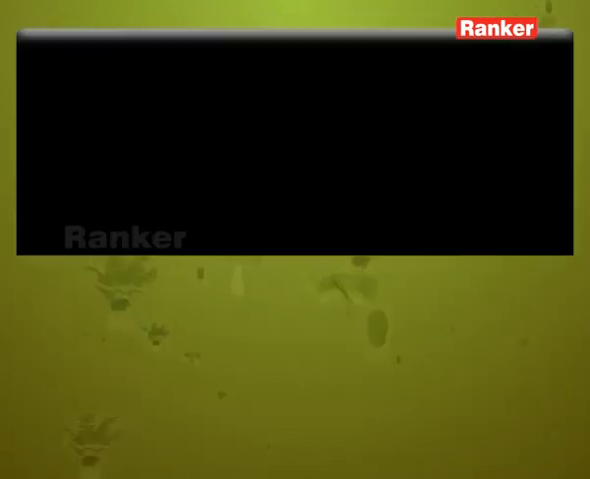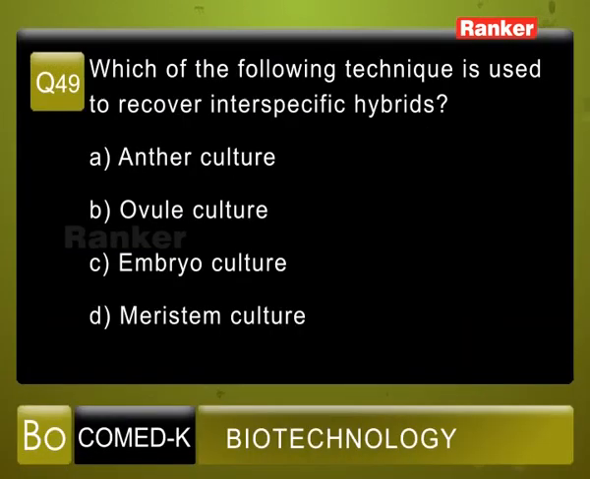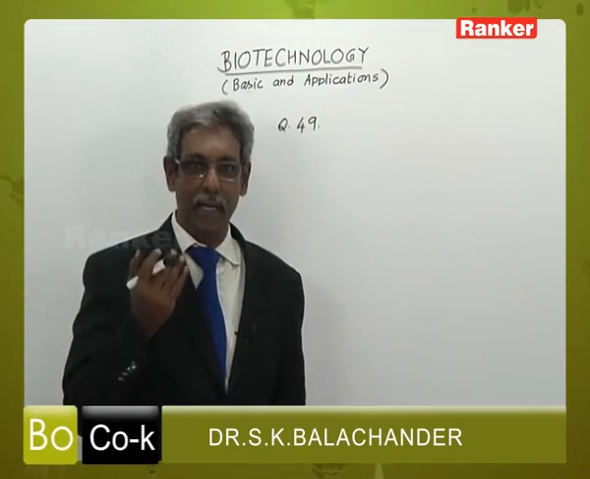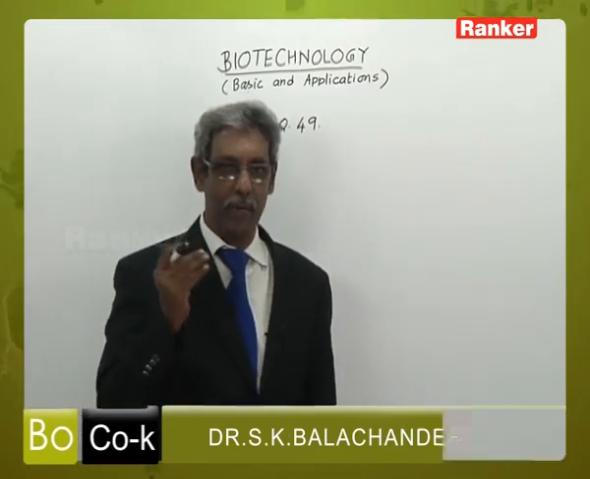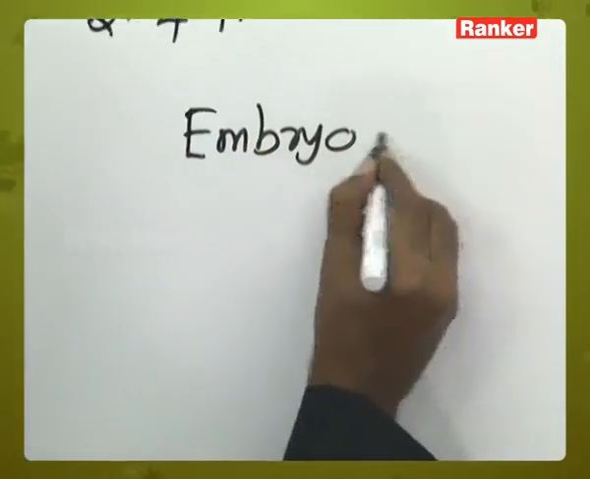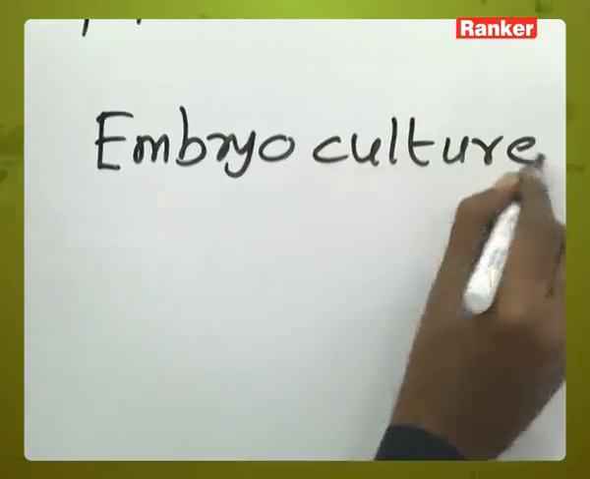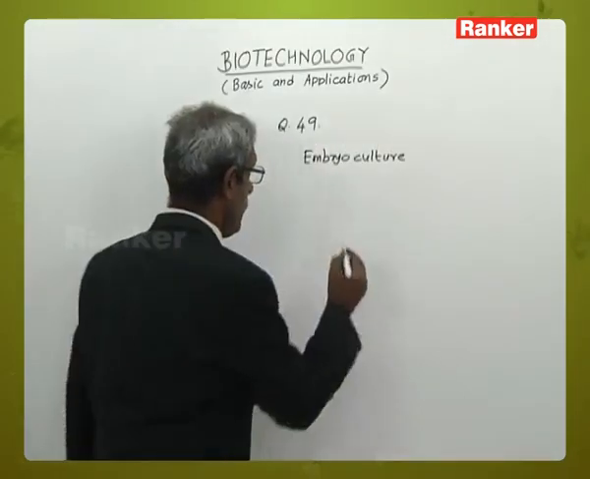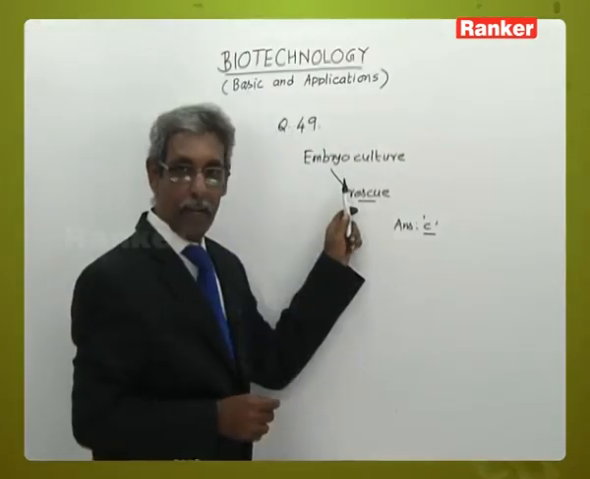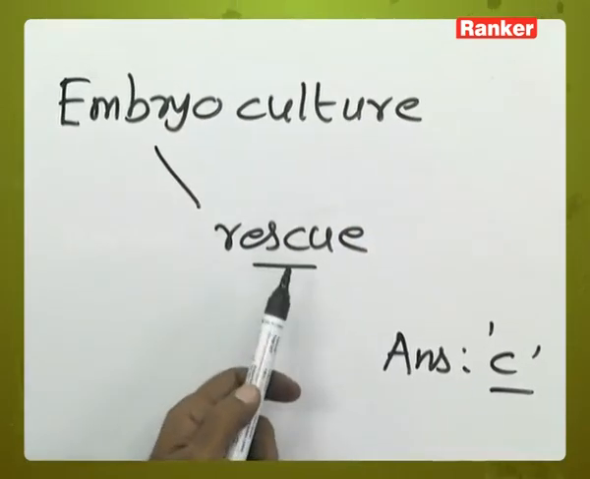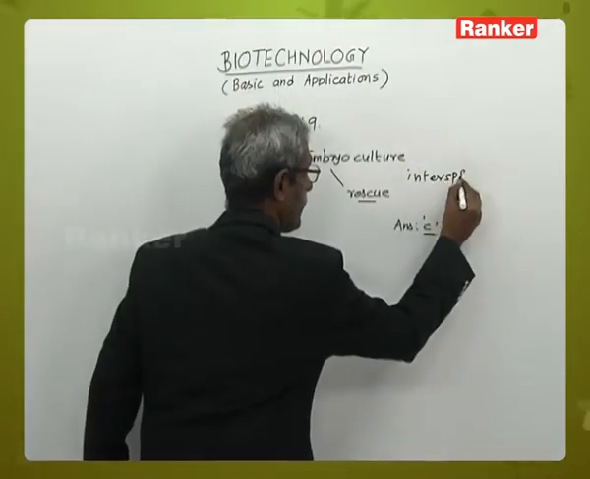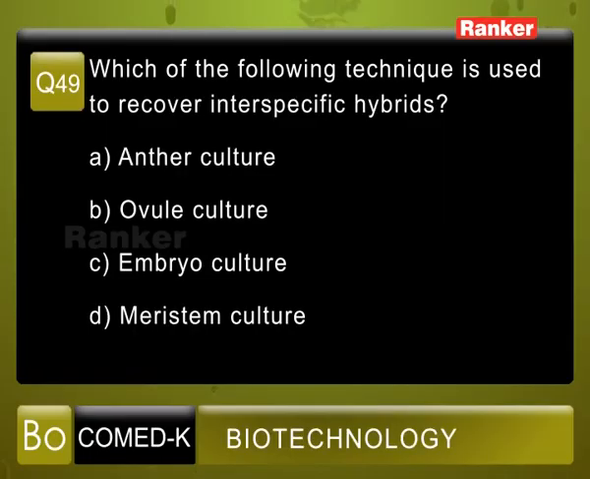Question number 49. Which of the following techniques is used for recovering interspecific hybrids? Interspecific hybrids are predominantly recovered by a technique termed embryo culture. When you culture embryos, you can rescue embryos. In embryo culture, you can recover or rescue interspecific hybrids. Hence, the answer is C.